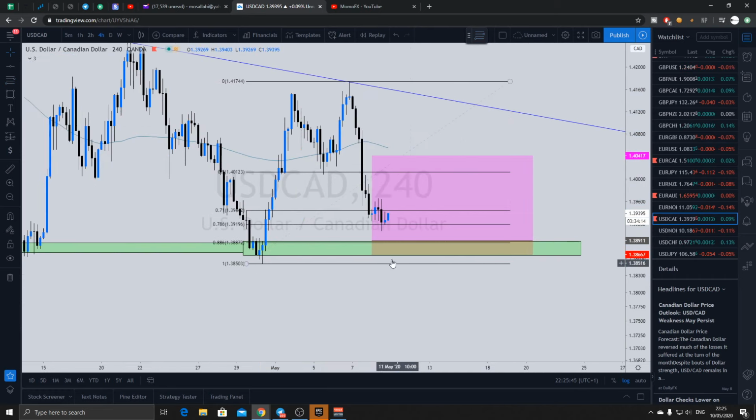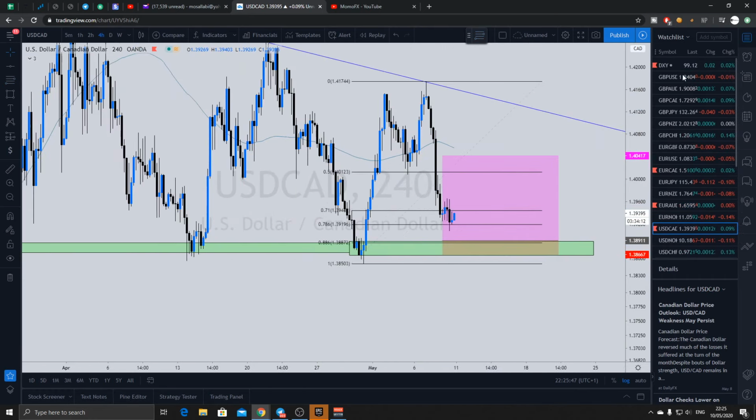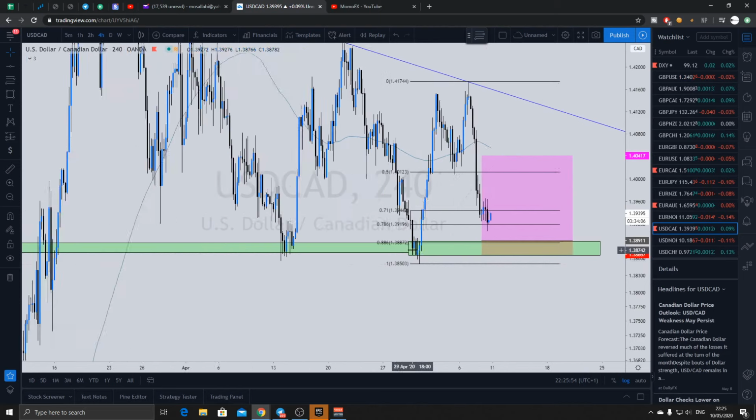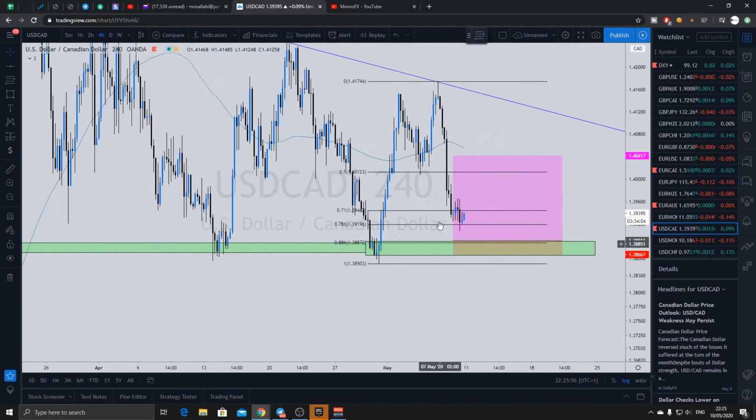Boom. So as I said, if we were looking for DXY to push up off that support area, we're looking for a buy. If price ends up breaking out for DXY, then obviously we're going to be selling USD CAD for days, right? But that all depends on the DXY after all.